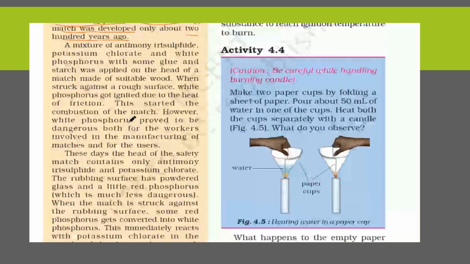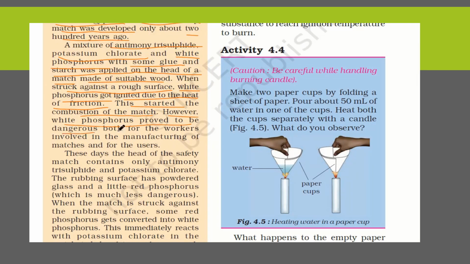A mixture of antimony trisulfide, potassium chloride and white phosphorus with some glue and starch was applied on the head of a match made of suitable wood. When struck against a rough surface, white phosphorus got ignited due to the heat of friction. This started the combustion of the matchstick. However, white phosphorus proved to be very dangerous both for workers in the manufacturing factories and for the users. So when we rub the matchstick, the white phosphorus got ignited due to the heat of friction.